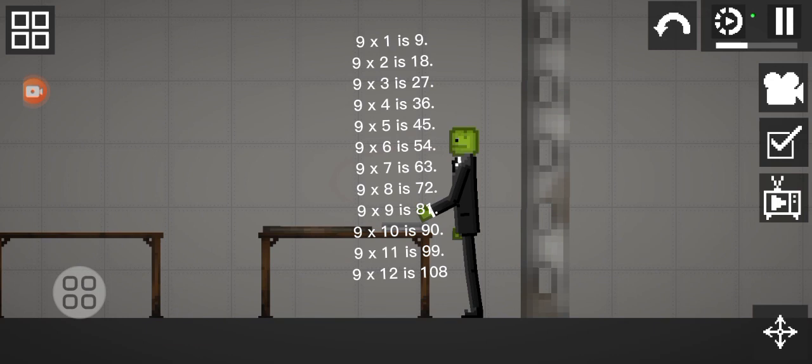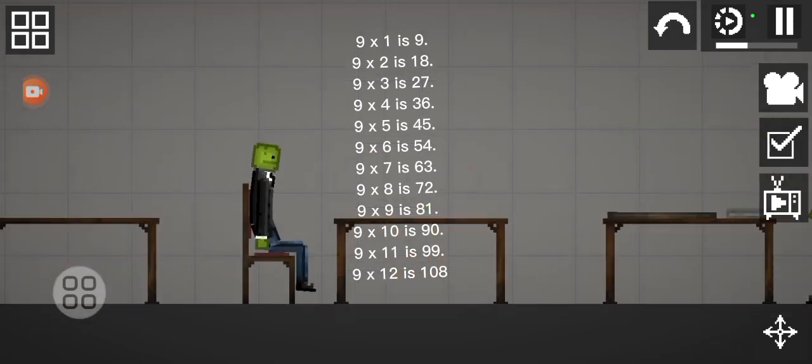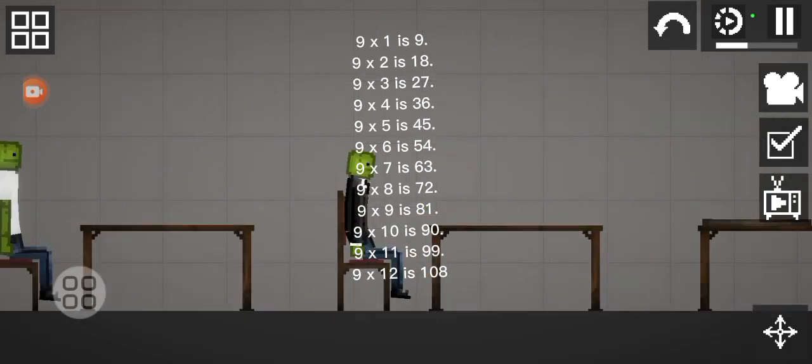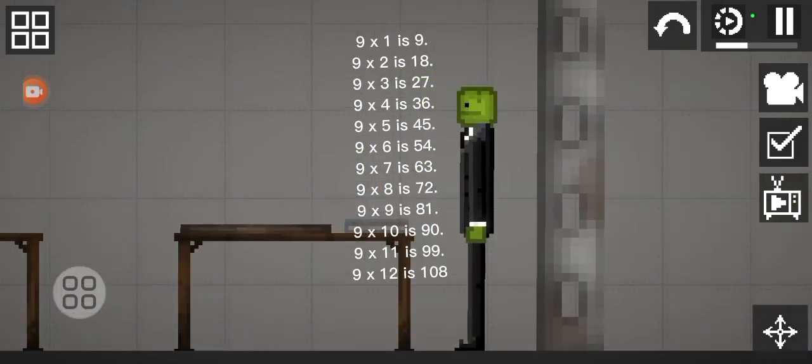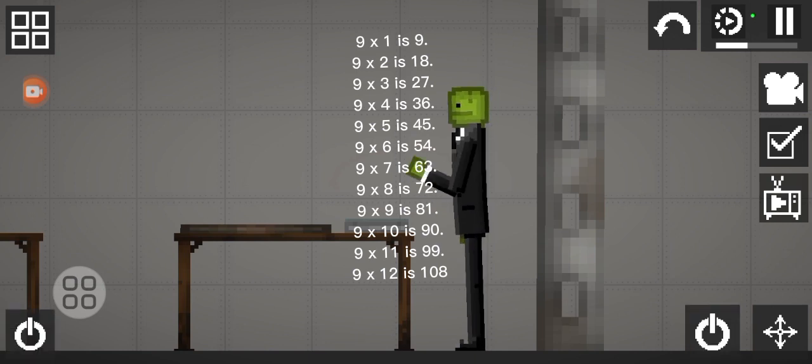9 by 1 is 9. 9 by 2 is 18. 9 by 3 is 27. 9 by 4 is 36. 9 by 5 is 45. 9 by 6 is 54. 9 by 7 is 63. 9 by 8 is 72. 9 by 9 is 81. 9 by 10 is 90. 9 by 11 is 99. 9 by 12 is 108.